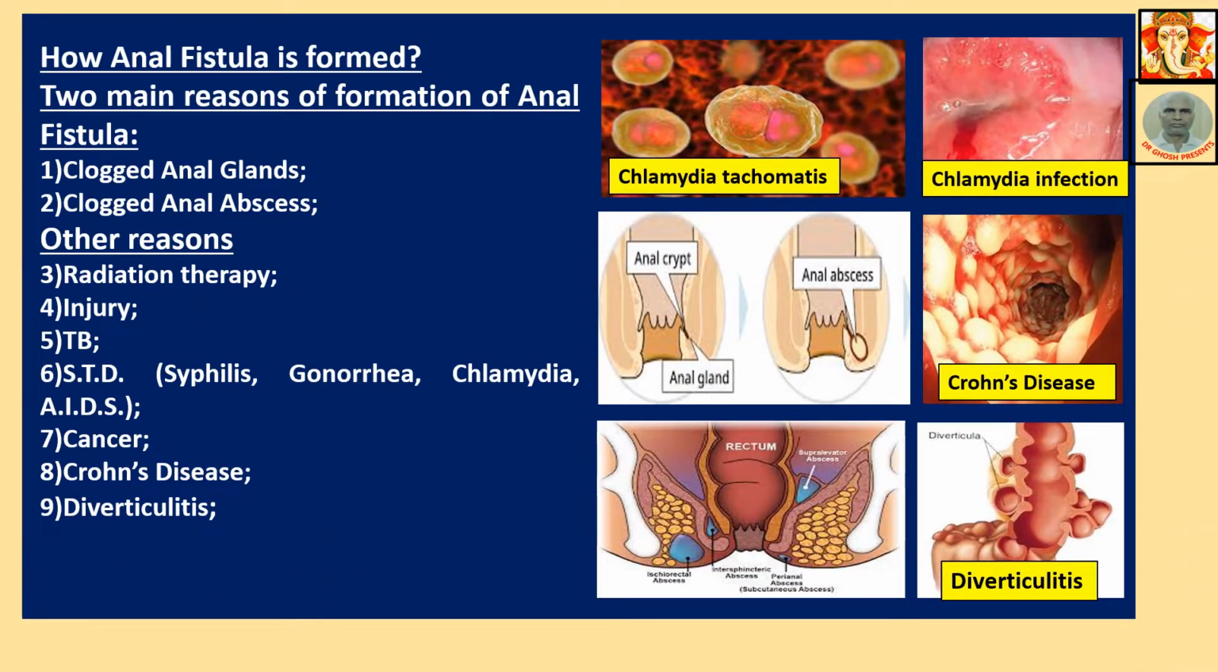How is anal fistula formed? Two main reasons of formation of anal fistula. Number one, clogged anal glands. Number two, anal abscess. Other reasons: radiation therapy, injury, tuberculosis, sexually transmitted disease like syphilis, gonorrhea, chlamydia or AIDS, cancer, Crohn's disease, diverticulitis.